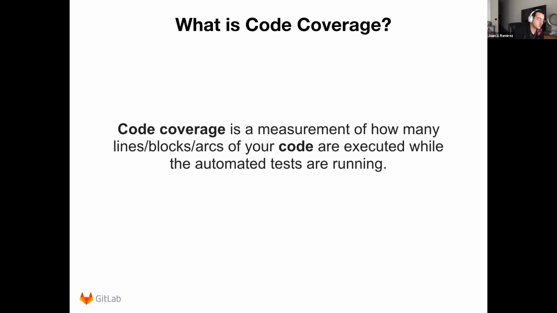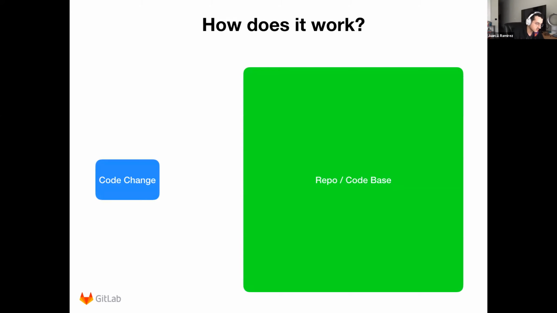So anyways, what is code coverage? Code coverage is a measurement that development teams use to measure how many lines or blocks of code are executed while the automated testing is running. You have a bunch of tests that run and execute the code, and that gives a percentage of how much of the total code is being executed. I made a small keynote animation to explain how it works. Basically, there's going to be a code change.